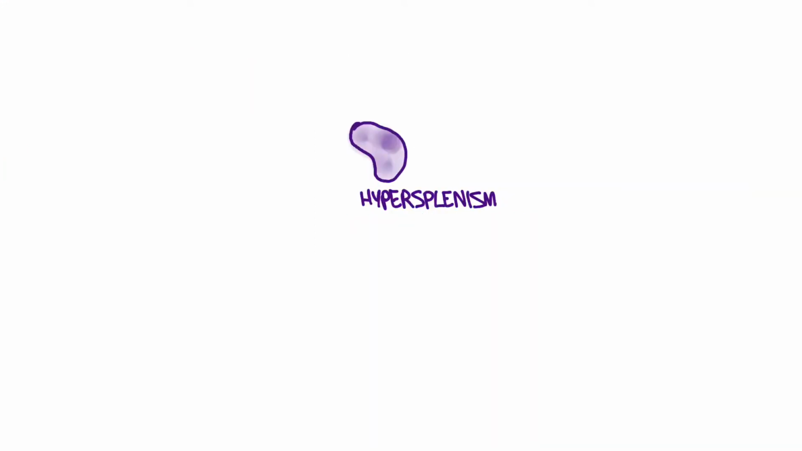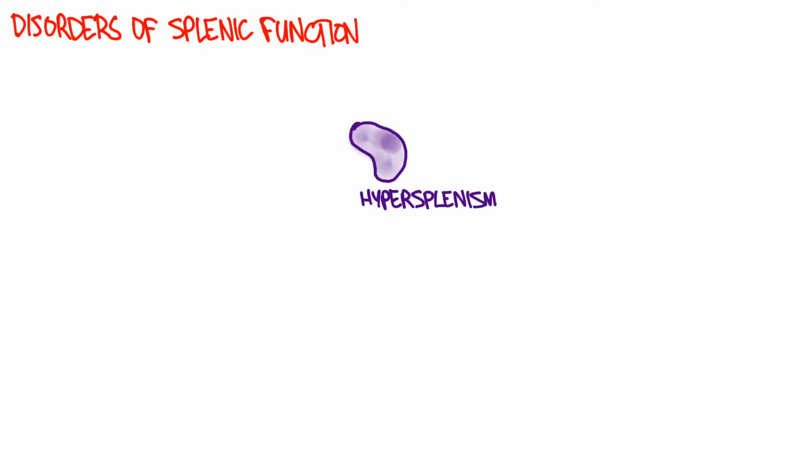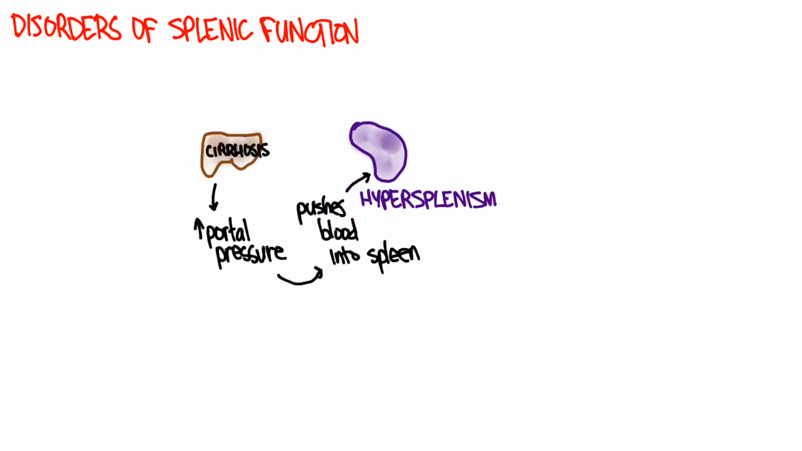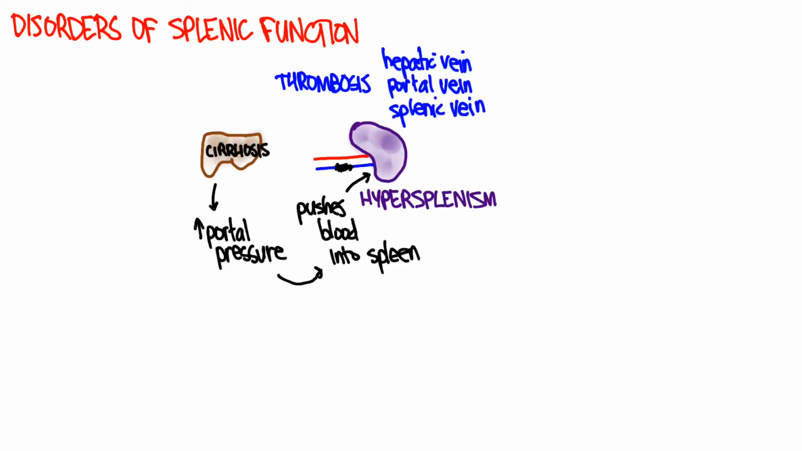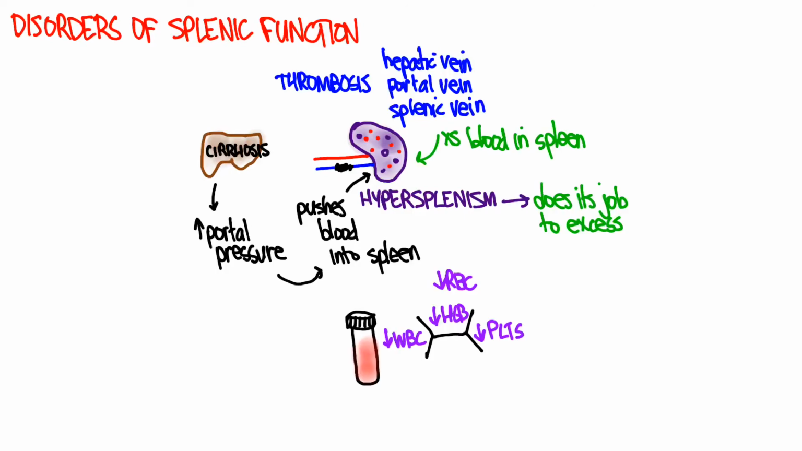So now let's take a look at disorders of splenic function, and we'll start off with hypersplenism. And with this you have pooling of blood in the spleen. And this could be caused by something like cirrhosis, which increases portal pressure, which then ends up pushing blood into the spleen, or even thromboses, like the splenic vein, which also prevents blood from leaving. And so when you have all that blood in there, the spleen can do its job and to excess. So then all these red cells that are here stuck in the spleen, and white blood cells and all that, and even platelets, get filtered out.